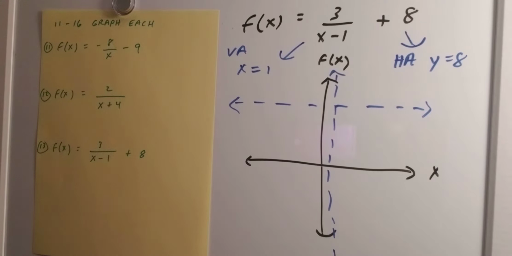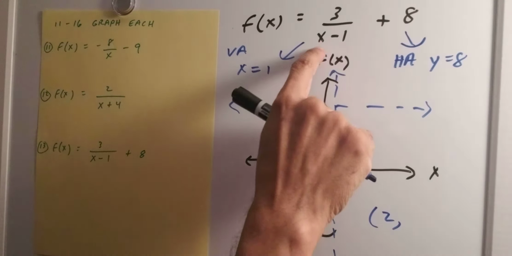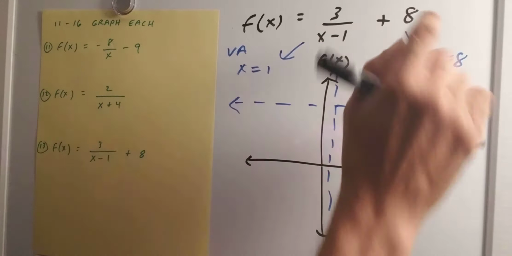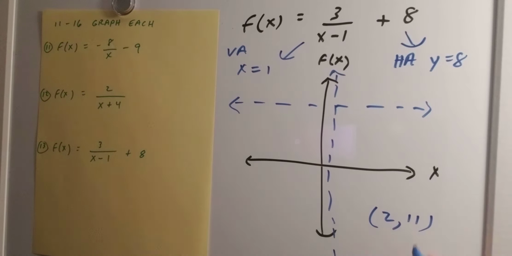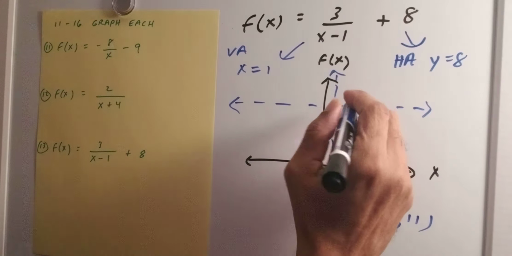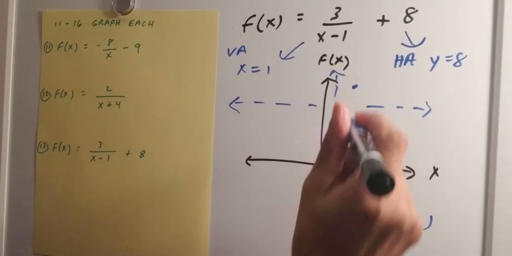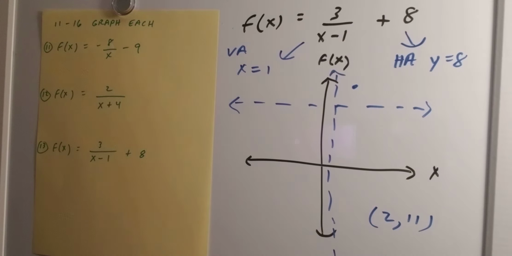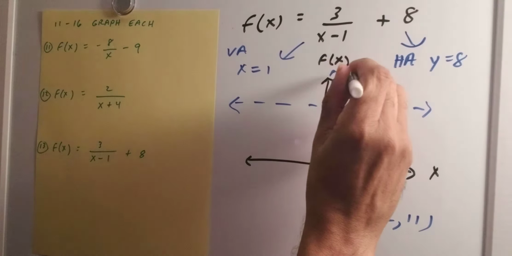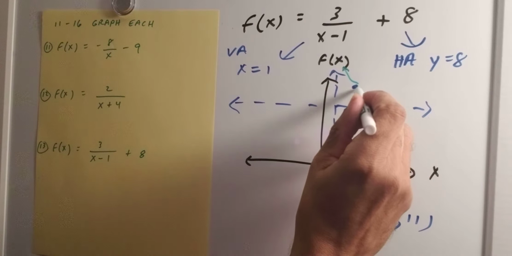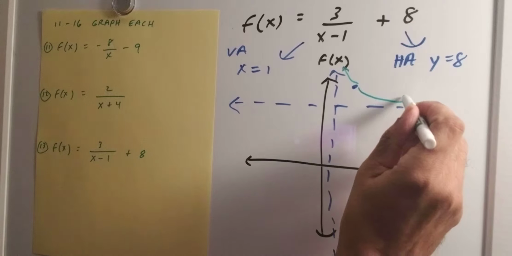And if you want to pick a point this time, let's pick x equals 2. Plug in a 2. 2 minus 1 is 1. 3 divided by 1 is 3, plus 8 is 11. So 2, 11 would be our point. And then our graph goes towards x equals 1, and it comes down towards y equals 8.